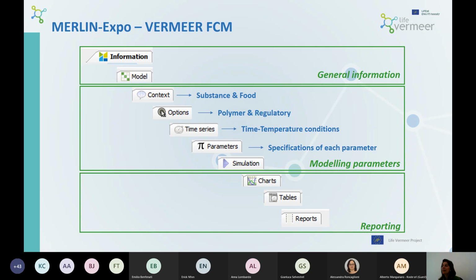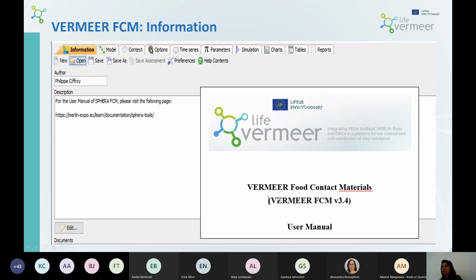So when you open the VERMEER FCM tool, you will see that there are different tabs. The first two tabs provide you some general information. Then you have 5 tabs that relate to the modeling parameters, and I will discuss each of these tabs in detail. And then finally, you also have three tabs with respect to the reporting, so how your results will in the end be reported. So let's start first with the information tab.